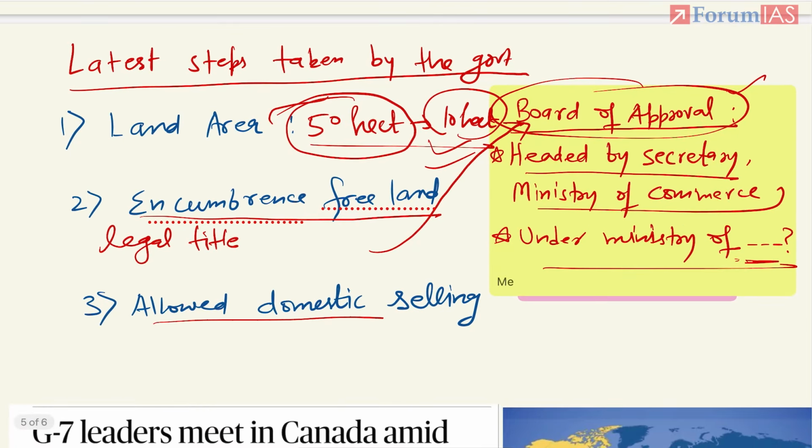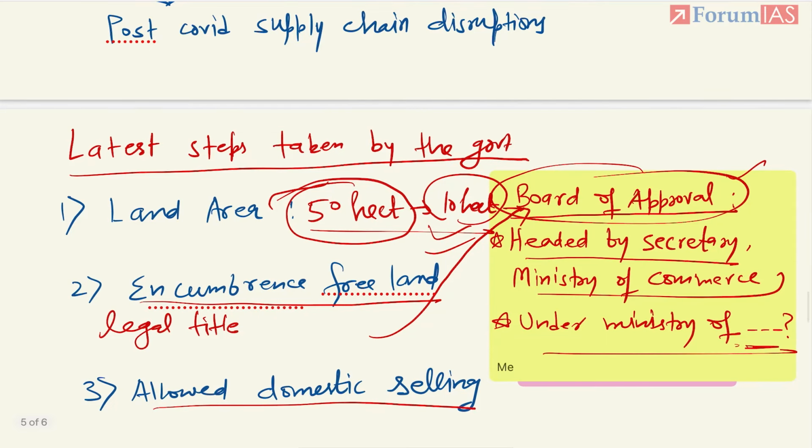And the third rule which is relaxed now is that in SEZ, the production which happens is basically done for the export.